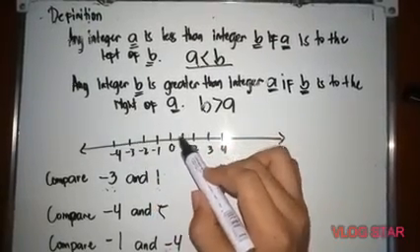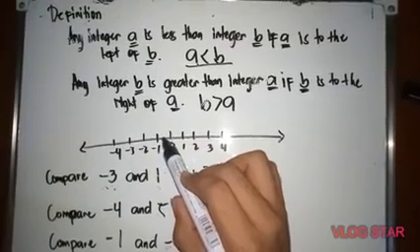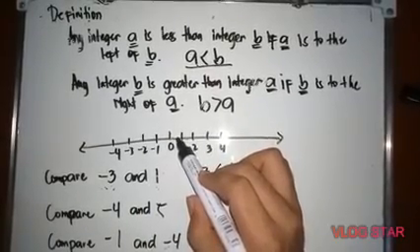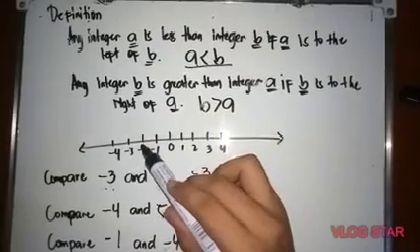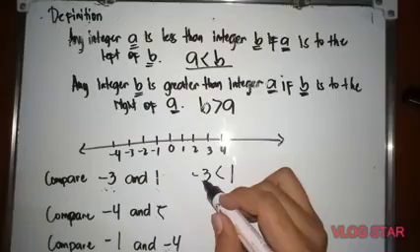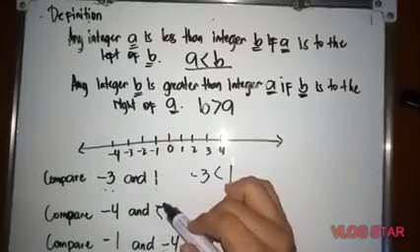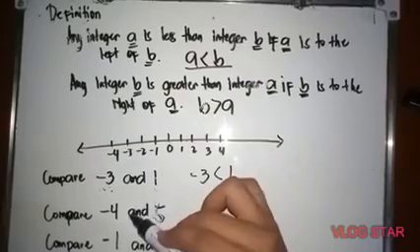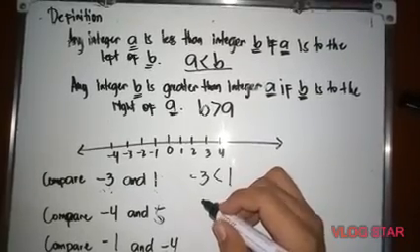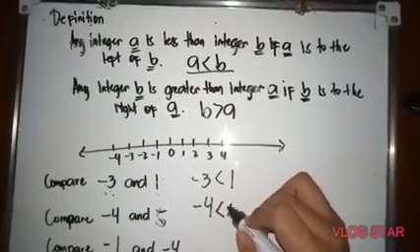Or by simply looking at the number line, -3 is less than 0 and 1 is greater than 0. So the integers on the left side of 0 are negative and the integers on the right side of 0 are positive. Since -3 is on the left side of 0 and +1 is on the right side of 0, then we can say that -3 is less than 1. Next, -4 and -5. Since -5 is on the left side of -4, then we can say that -5 is less than -4.